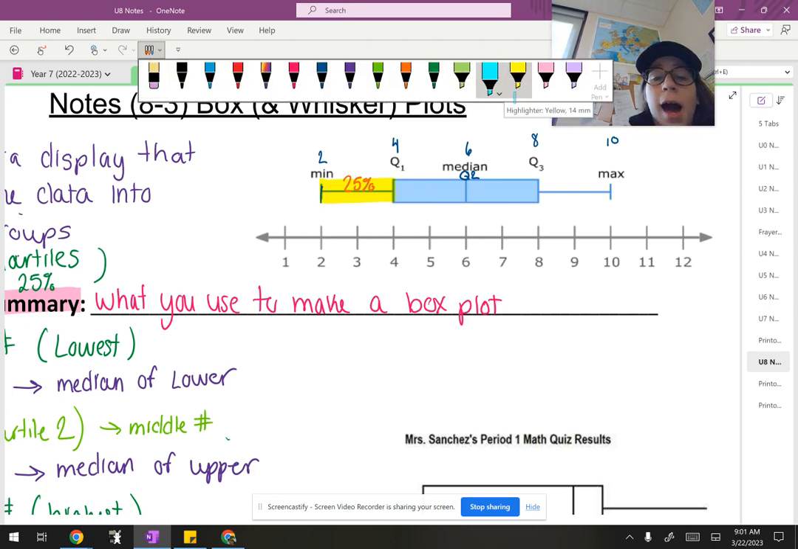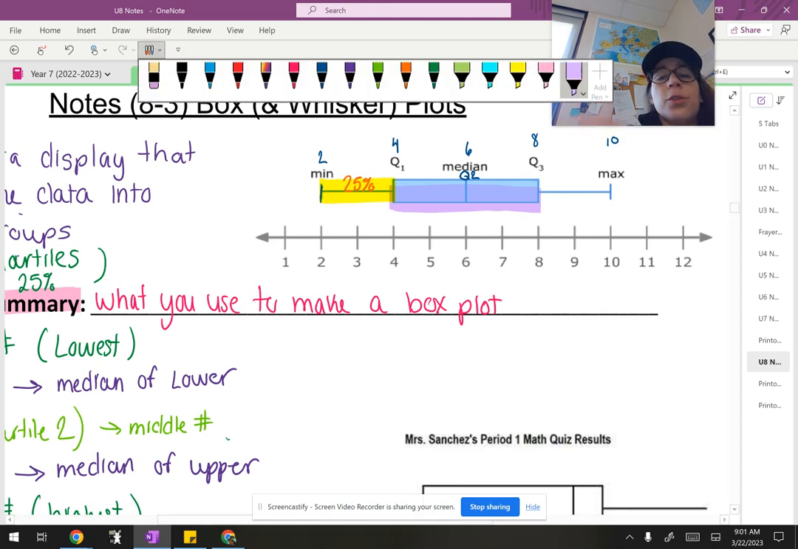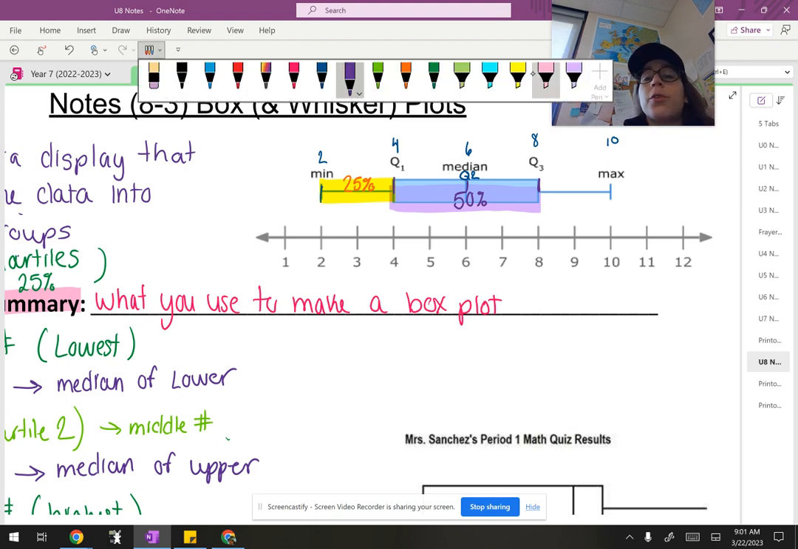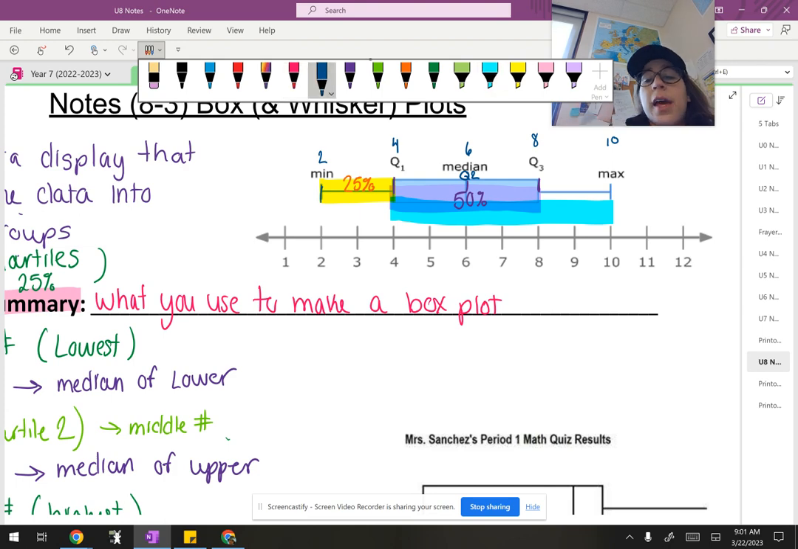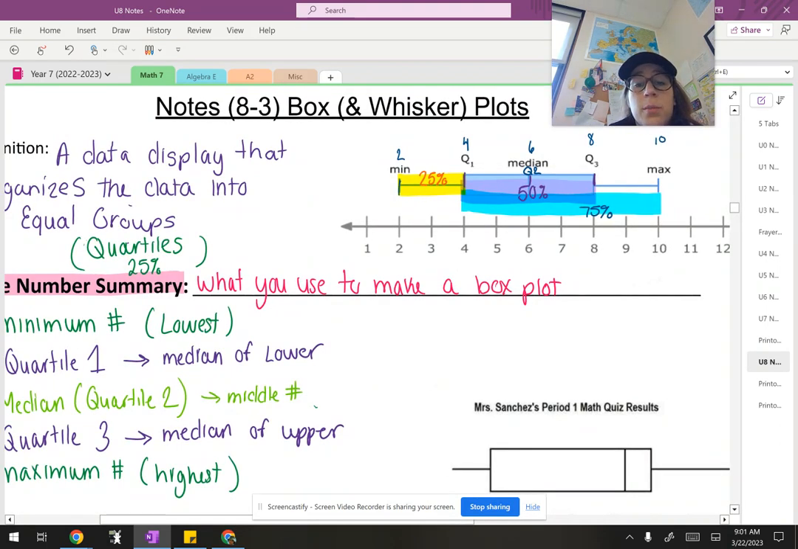So looking at just the box, what percent of data is shown in the box here from Q1 all the way to Q3? That would be 50%. From Q1 to Q2 is 25, and then Q2 to Q3 is another 25, getting the 50 total. And finally, what about from Q1 all the way to the maximum? What percent of the data is that? That includes 3 of the chunks, so that blue would be 75%. They love to ask you percentage questions when you're dealing with the box and whisker plots.